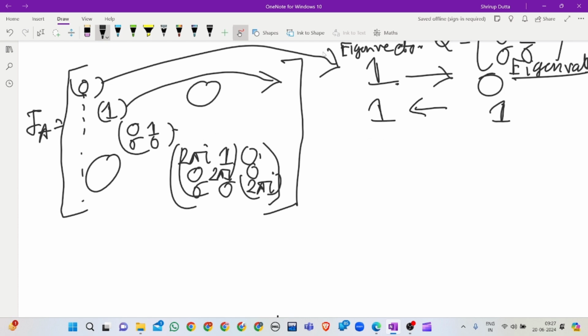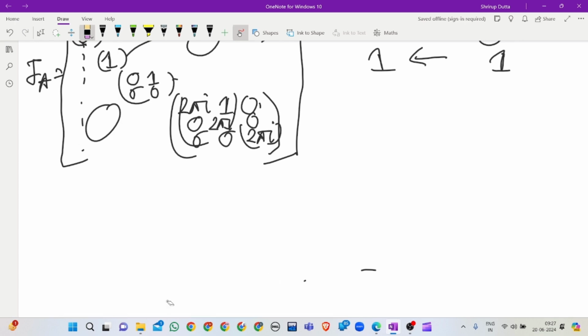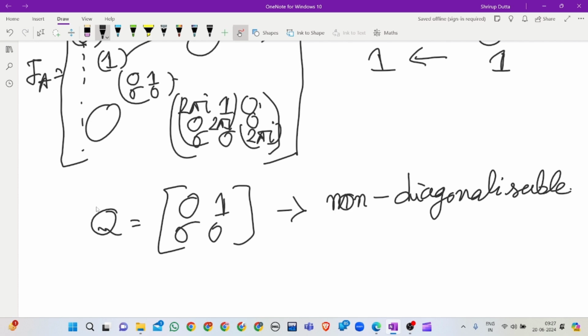Corresponding to this Jordan block, say, I write Q. I have written it previously. Q is written as 0, 1, 0, 0. Now it's a nilpotent matrix of order 2, so it is a non-diagonalizable matrix. So corresponding to the eigenvalue 0, we will get one eigenvector.